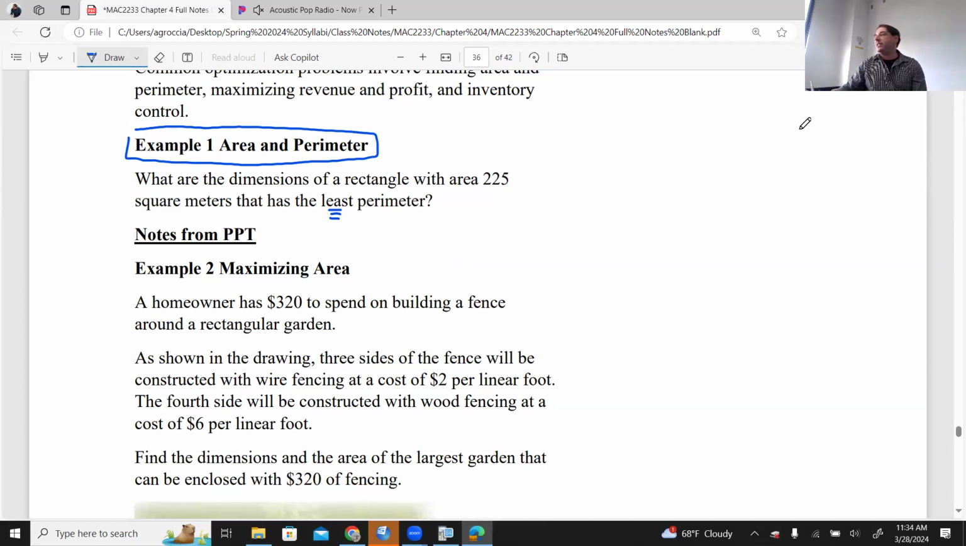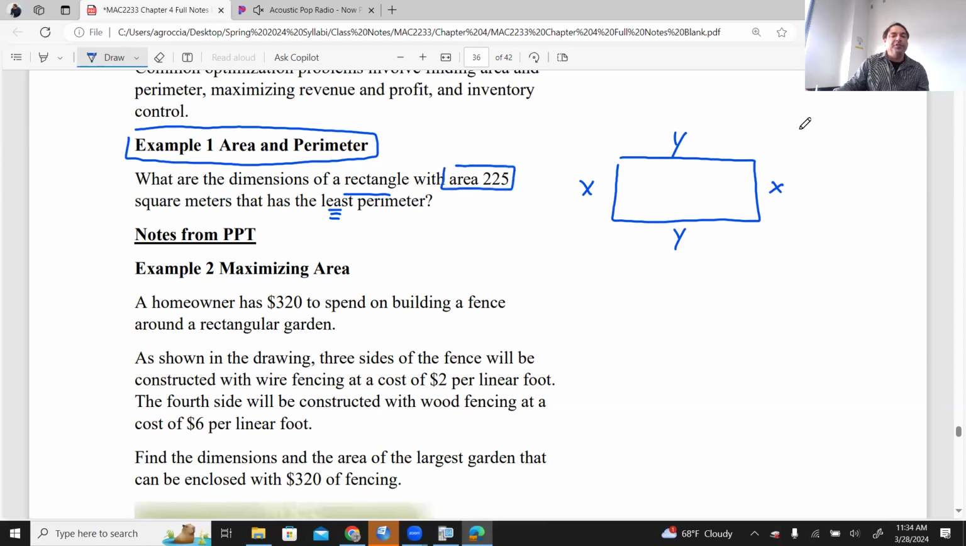Okay, so basically, what do they tell us? They tell us that we have a rectangle. So let's draw a rectangle. Now, with a rectangle, we don't know what the sides are, so we'll call them X and Y. And remember, with a rectangle, if this side's X, that side's X. If this side's Y, that side's Y. Now, they told us something, but they're looking for something specific. So they told us that the area is 225.